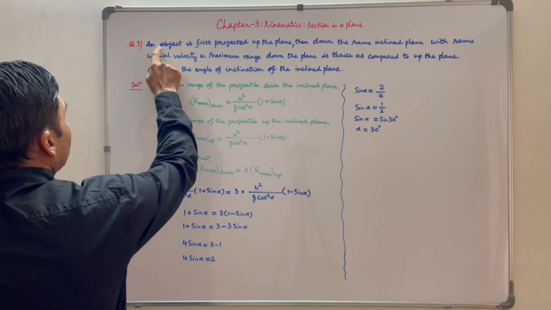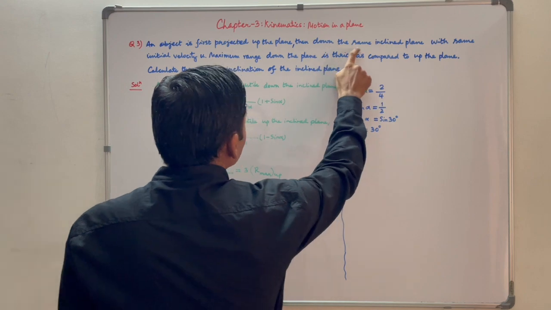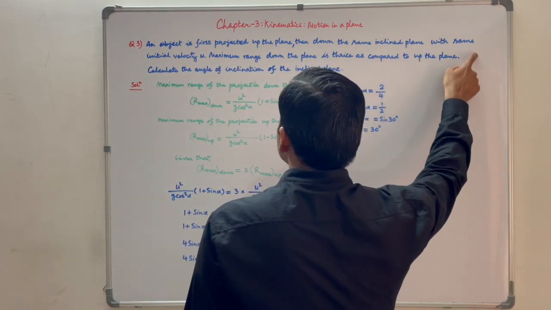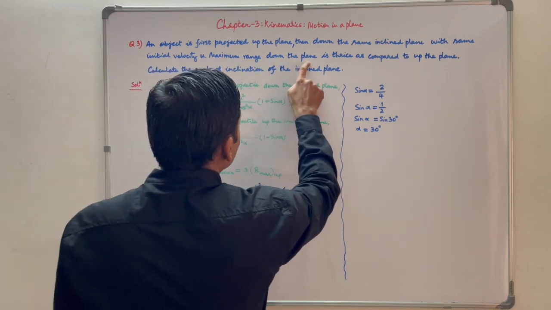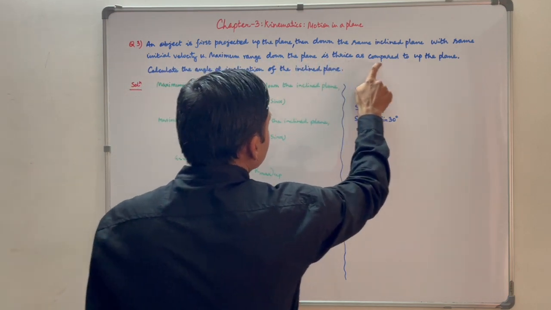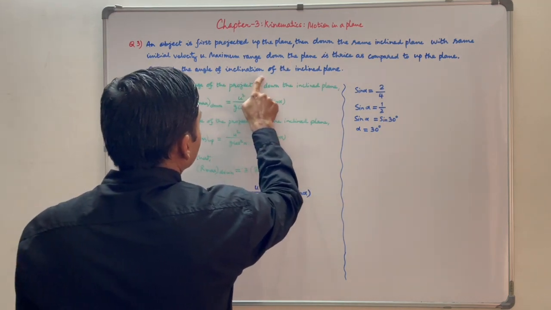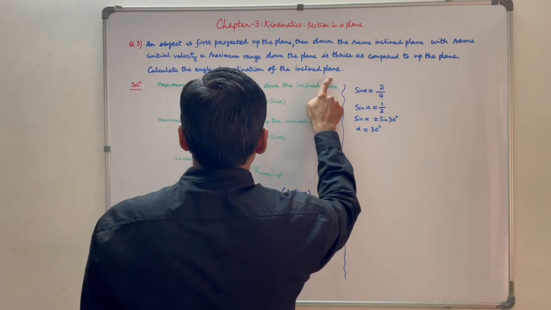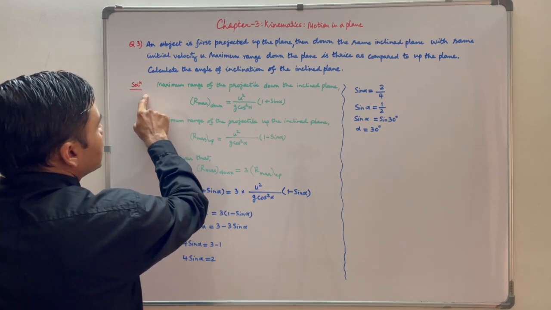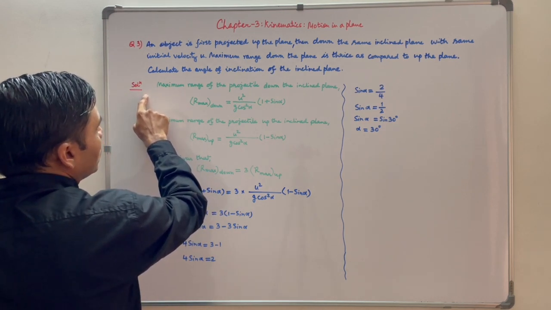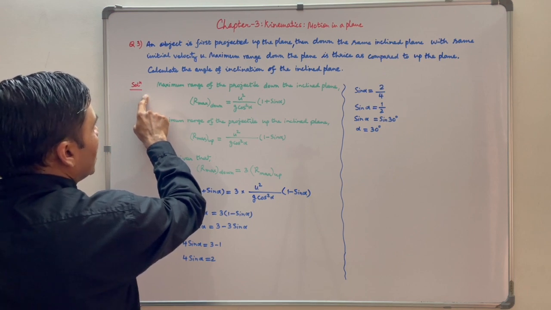Third question, an object is first projected up the plane, then down the same inclined plane with same initial velocity u. Maximum range down the plane is thrice as compared to up the plane. Calculate the angle of inclination of the inclined plane. So if you know the formula, it can be done within seconds. And if you don't know the formula, then it will take some time to figure out the formula.